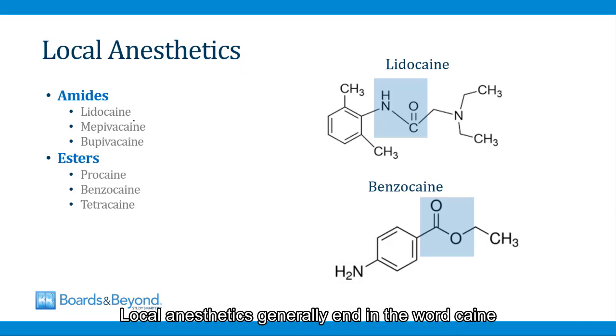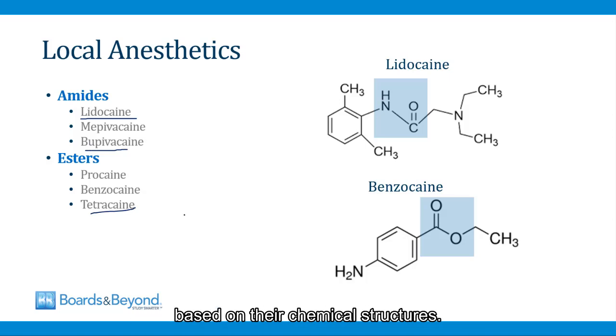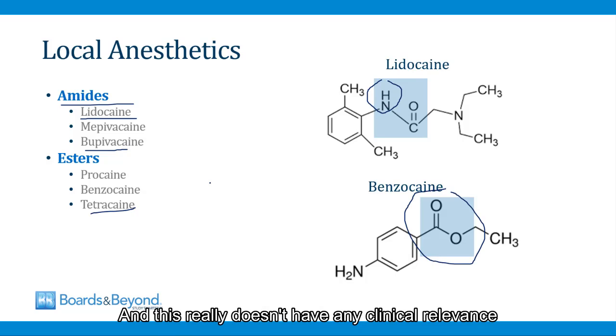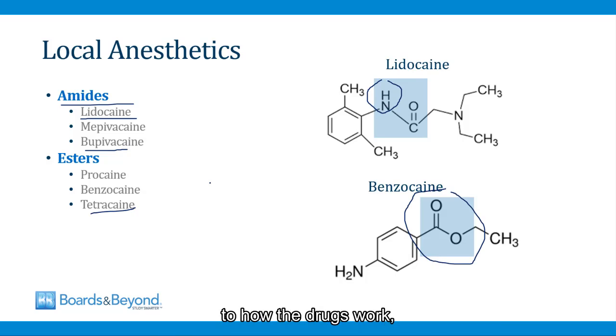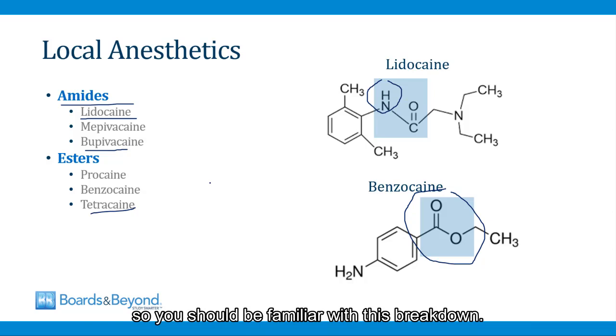Local anesthetics generally end in the word cane, like lidocaine or bupivacaine or tetracaine, and they can be broken down into two groups based on their chemical structures. The amides have a nitrogen group like lidocaine shown here, and the esters do not have a nitrogen group. And this really doesn't have any clinical relevance to how the drugs work, but you will hear them referred to as an amide or an ester, so you should be familiar with this breakdown.